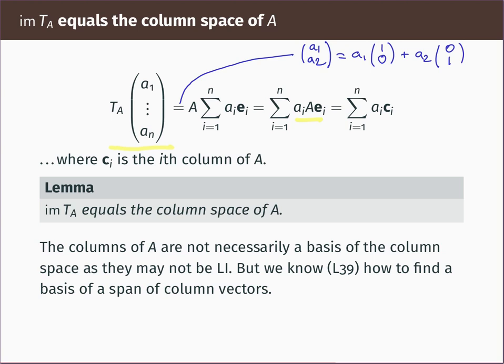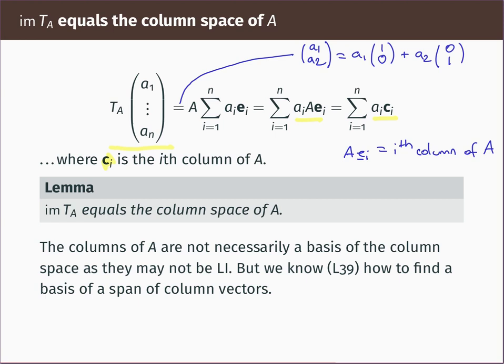But A times ei is equal to the ith column of A. This is a standard fact about matrix multiplication. If you multiply a matrix into the ith standard basis vector, then what you get is the ith column of A. So if we introduce the notation Ci for the ith column of A, then what we've got here is a linear combination of the columns of A.